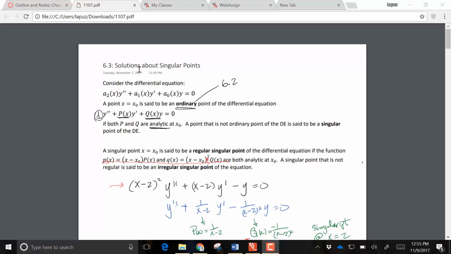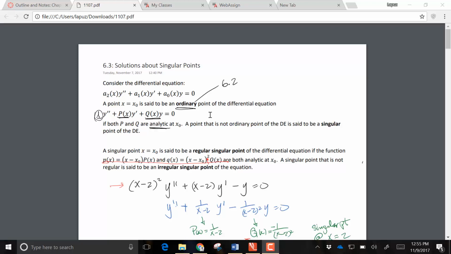So chapter 6, the last section talks about a special type of differential equation that would have what we call regular singular points. We define regular points, and first we defined ordinary points, and those are the points that we had series around back in 6.2.